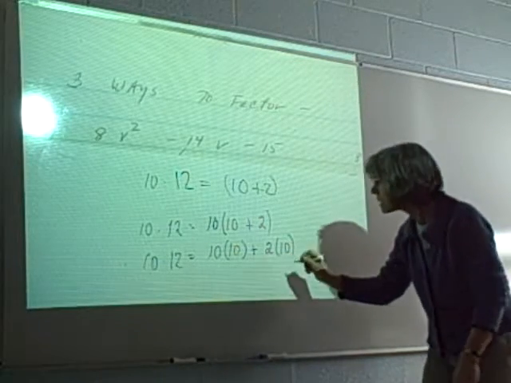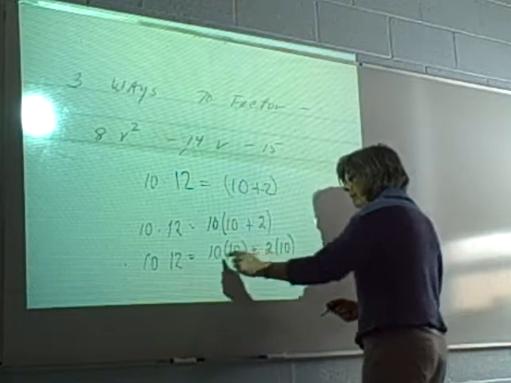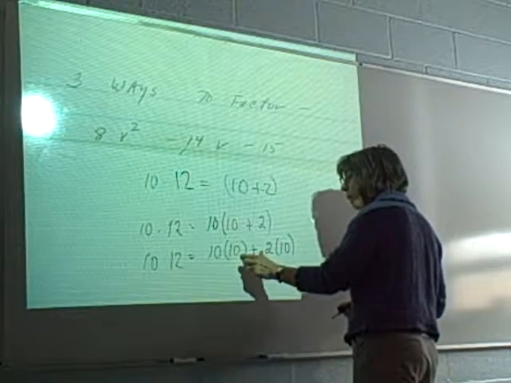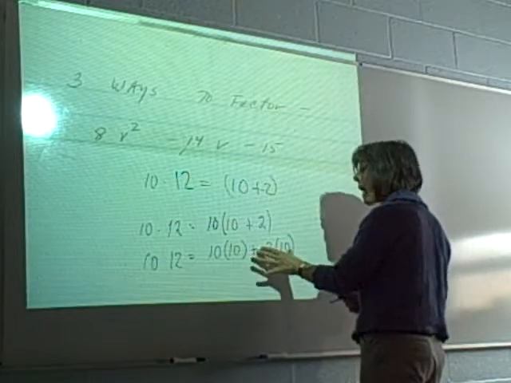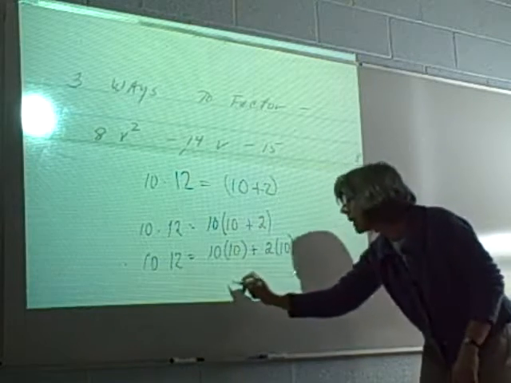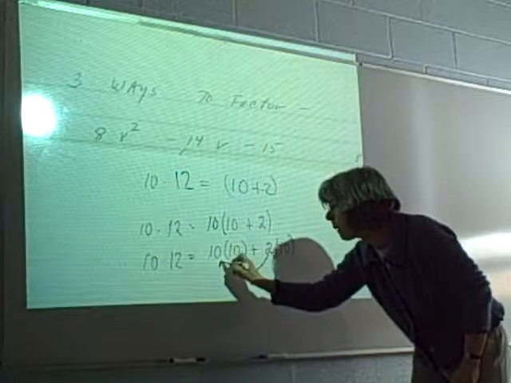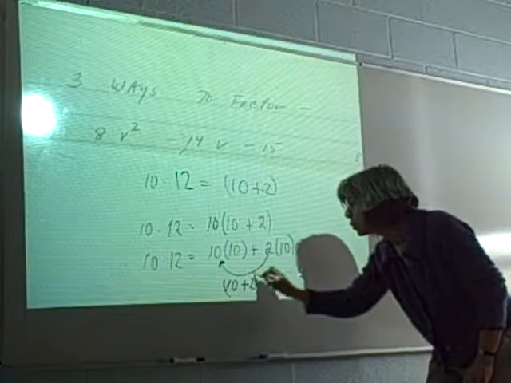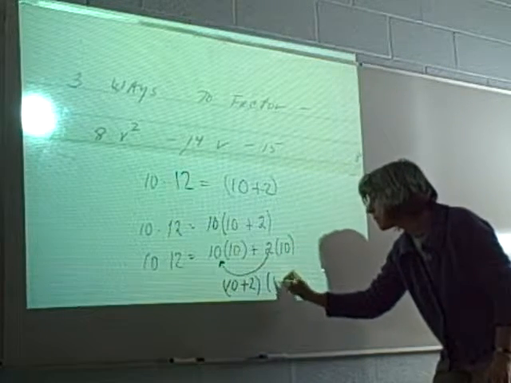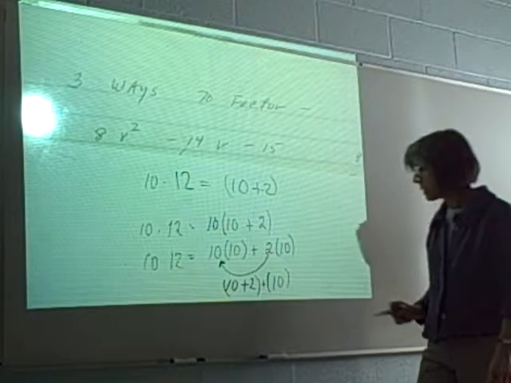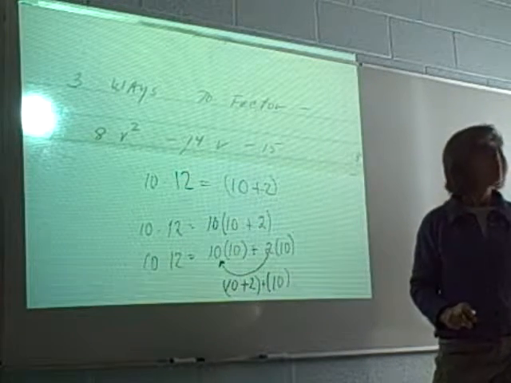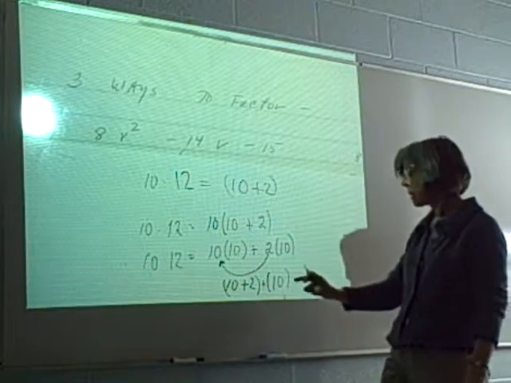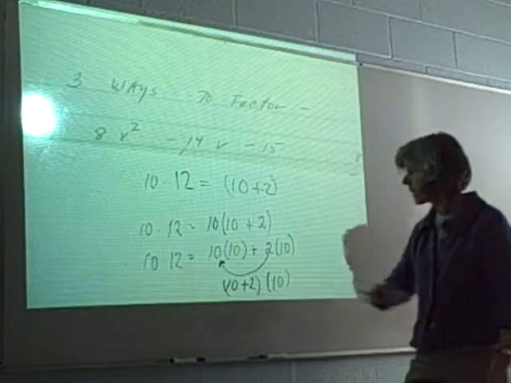So since both of these are being multiplied by 10, I can just write this as, I can go back to my original, 10 plus 2 times 10. Actually, it's going to be plus a 10. Plus 10? No. That would be multiplied. Yes, sorry, times 10, right.